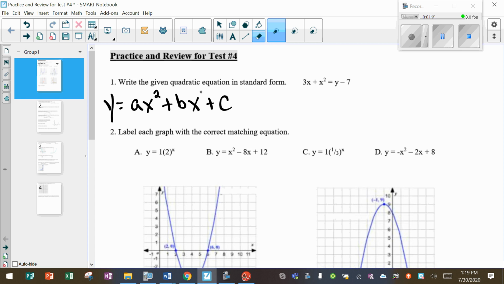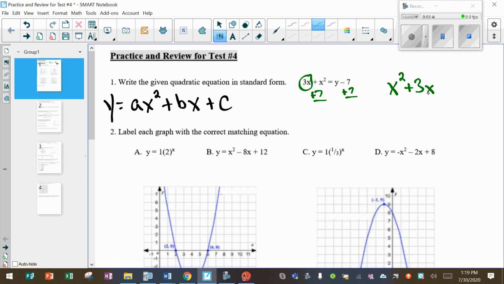So that's standard form. So in order to get this into standard form, I'm going to add the 7 away from the y, and then I have the x squared term is supposed to go first. This 3x here is a positive 3x because there's no negative in front of it, so that means it's positive. And the plus 7 goes at the end, and then y is already by itself. That is standard form. So that's all we have to do is rearrange it.